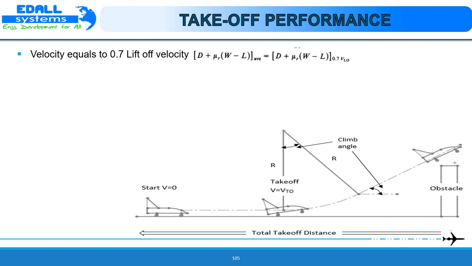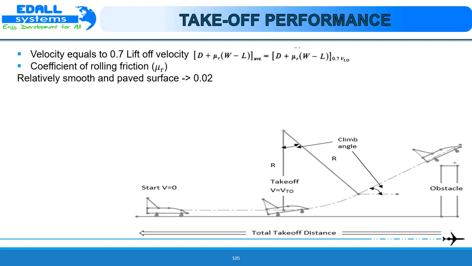The average force in the equation should be set to its instantaneous value at a velocity equal to 0.7 VL0. That is, D plus mu_r (W minus L) average is equal to D plus mu_r (W minus L) at 0.7 VL0, where mu_r is the coefficient of rolling friction. Mu_r varies from 0.02 for a relatively smooth paved surface to 0.10 for a grass field.